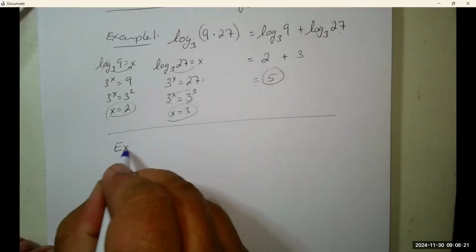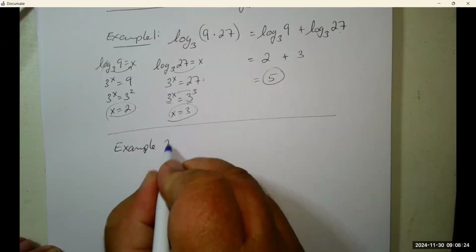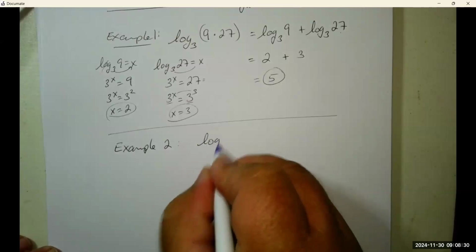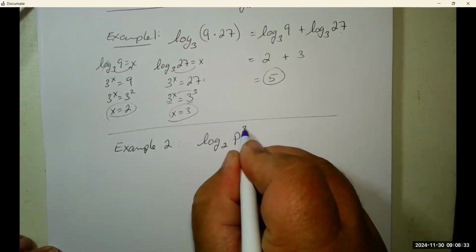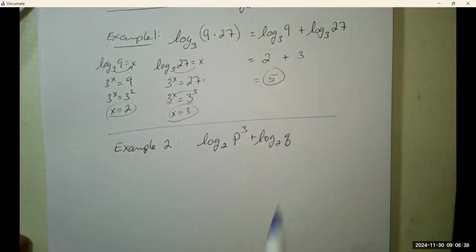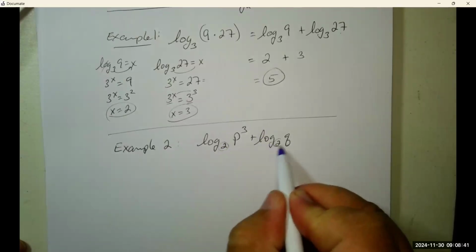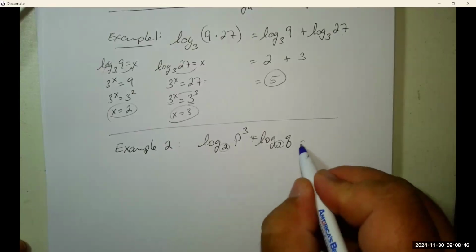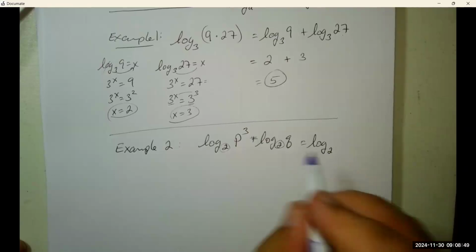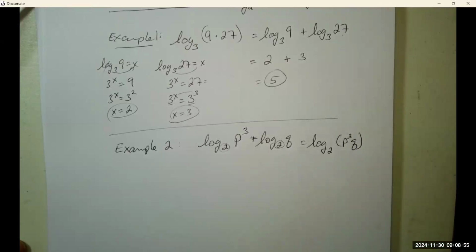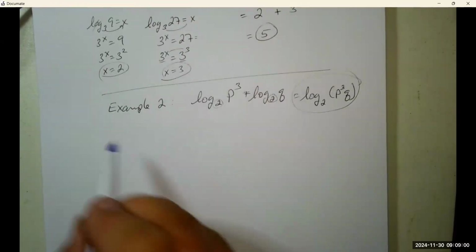Let's look at example 2. We can work backwards. Log base 2 of p cubed plus log base 2 of q. First off, you have to make sure they have the same base. The same bases, since they're added together, I could put them together by the product rule. And there's the answer. You have to remember, you can go both directions with them.